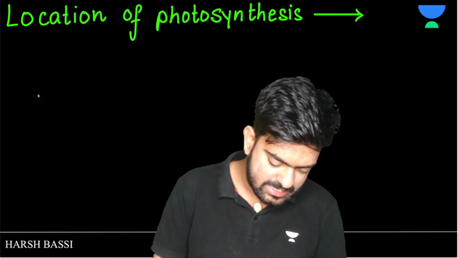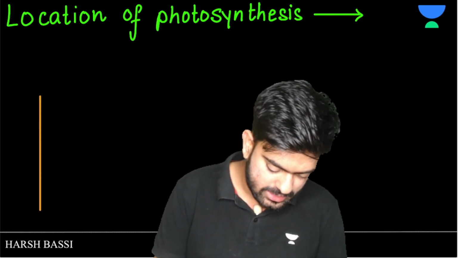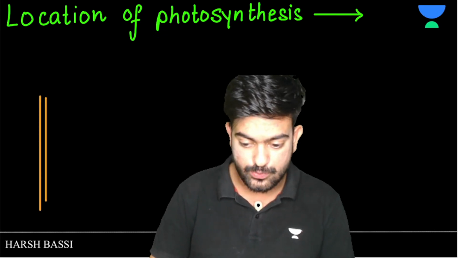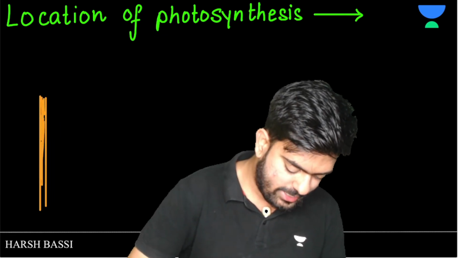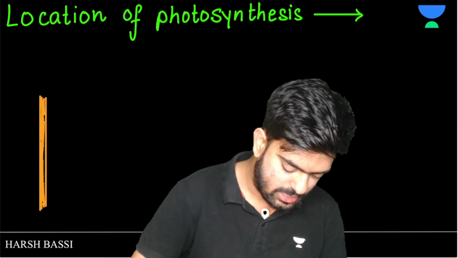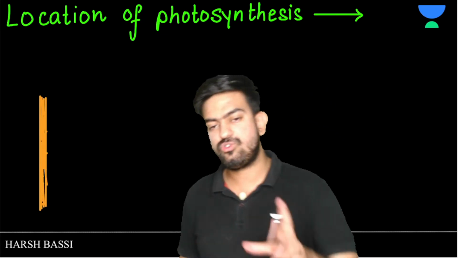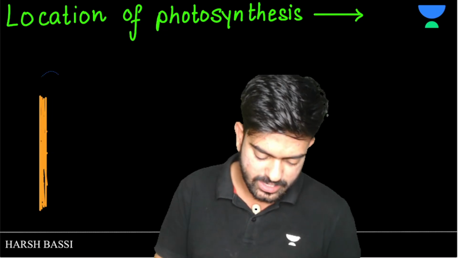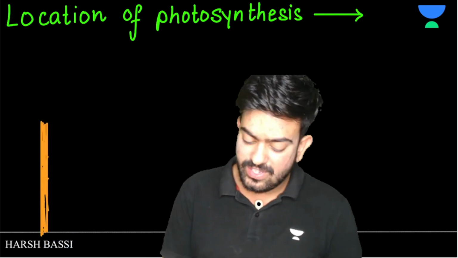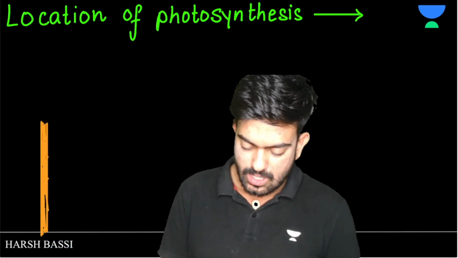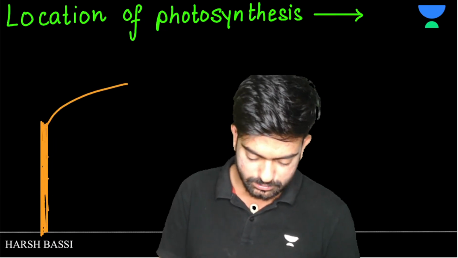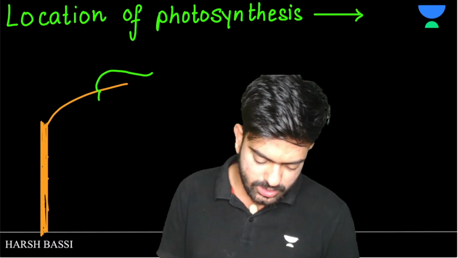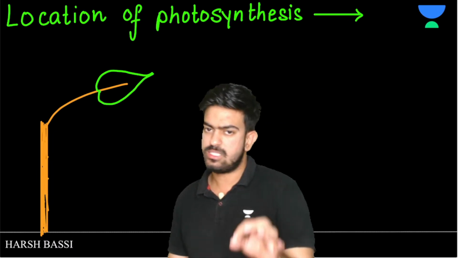If in a plant, I'll say that it is a trunk. Again, my drawing is what? My drawing is very famous, so you should respect my drawing. So let's suppose that this is a trunk, and in this trunk or stem, whatever you consider it, leaves are there, the whole plant is there, and let us make some leaves, right? So in this portion, the photosynthesis is taking place.